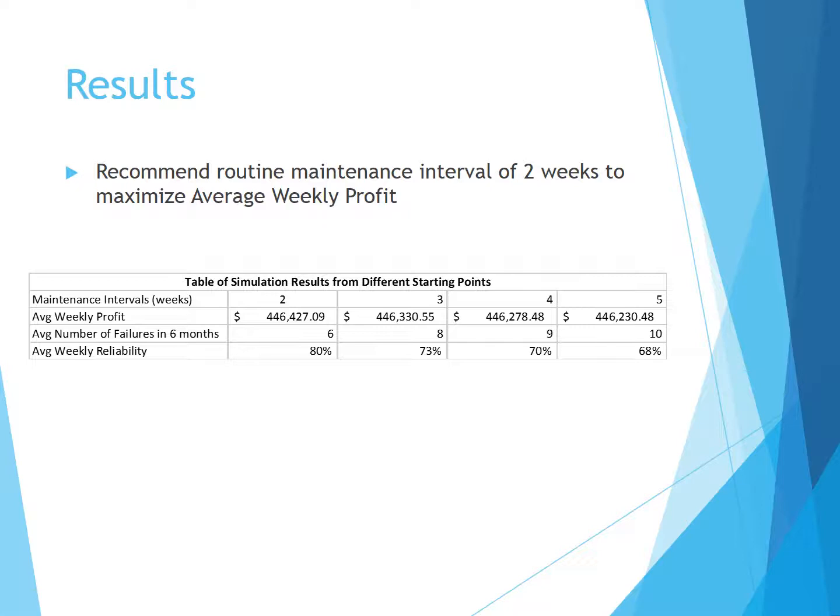However, what was not similar among the different maintenance intervals was that if we performed maintenance every 2 weeks, we would expect our number of failures to be only 6 across 6 months, as opposed to 8 through 10 when we delay that maintenance interval. This results in the highest average weekly reliability of 80%. For this reason, we have concluded that routine maintenance should occur every 2 weeks to maximize our average weekly profit.